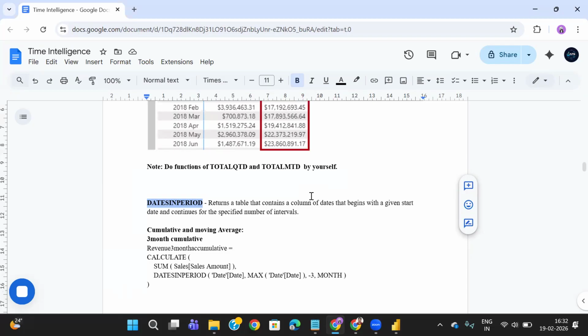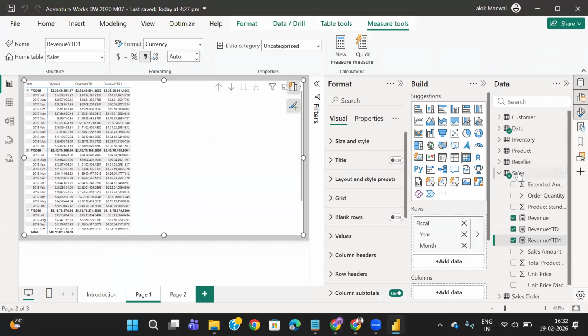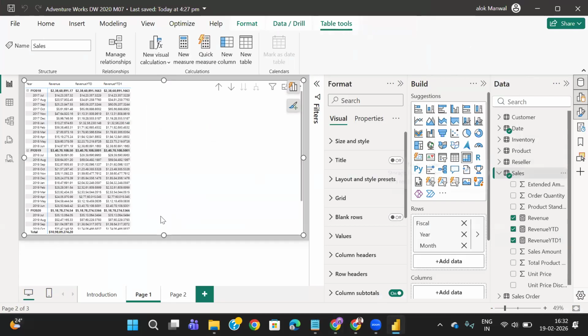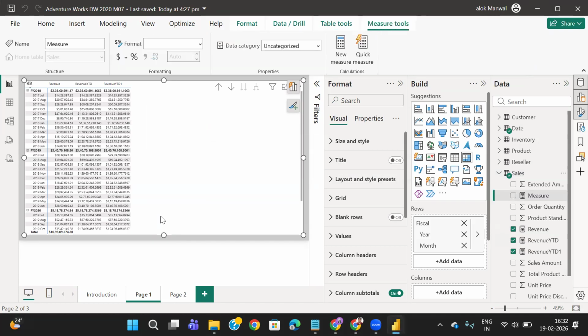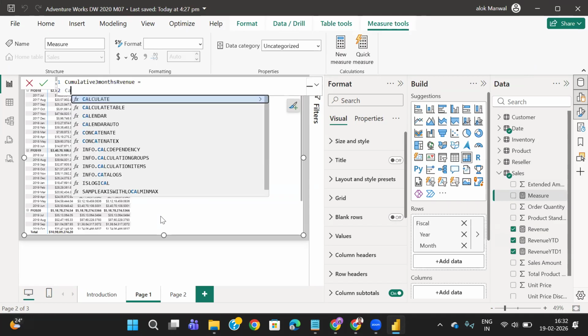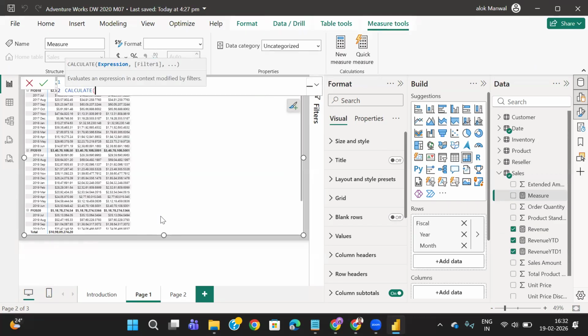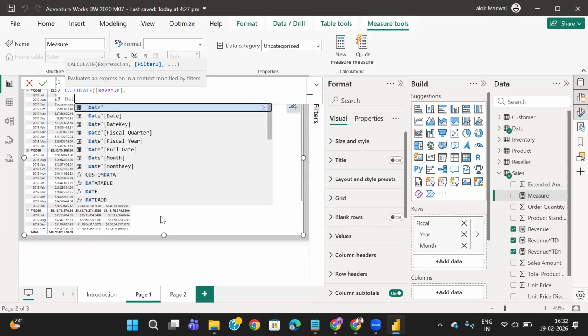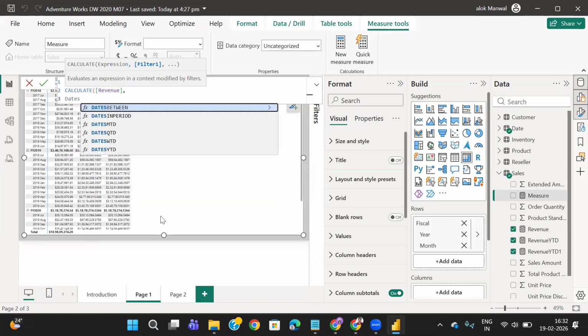Suppose I just want to calculate a 3 months accumulated sum. So how I'm going to do it is I'm just creating another measure, cumulative 3 months revenue. I will calculate the revenue. It is already there. Then I need dates in period to define the date range.